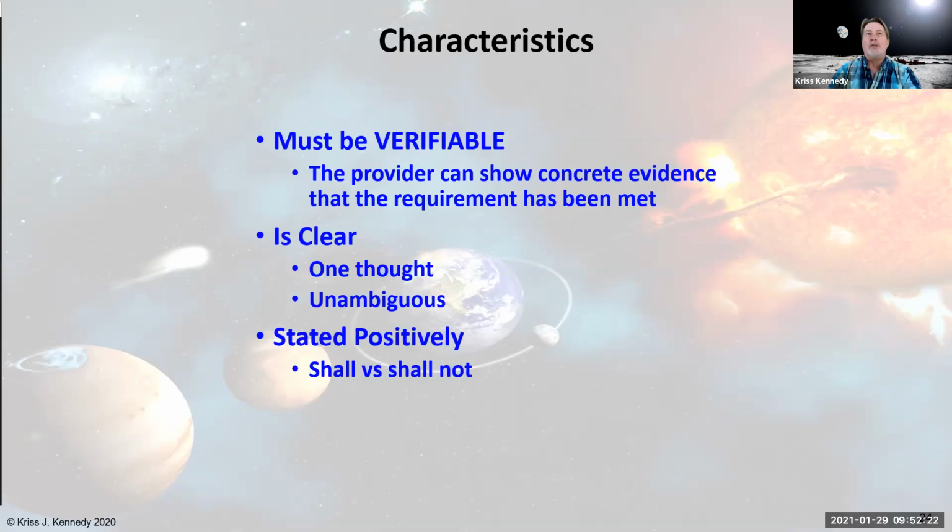It should be clear, one thought, unambiguous. It should basically be one sentence, two at the most, but oftentimes when I was working requirements, I would go through and scrub requirements because I could find that there was more than one requirement within a statement. So you want to break those apart into two separate requirements. Don't combine them together. Keep them separate. Keep them very simple and one thought. And you want to state them positively. You want to say they shall do this or they shall perform this. You don't want to say they shall not do something, because how do you verify that?